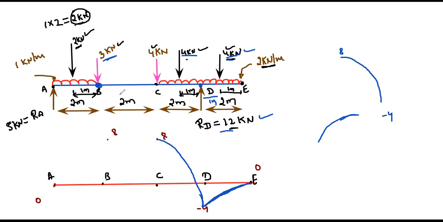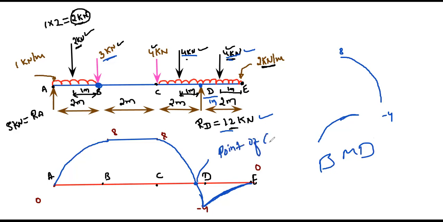Here between B and C, we don't have any loading condition, so we have a constant value. Again from A to B, we have a UDL, so I get a parabolic curve. This is the bending moment diagram. Clear? This is the point where the bending moment changes its sign. So this point we call the point of contraflexion. We need to calculate this point of contraflexion. That thing we'll see in the next class.